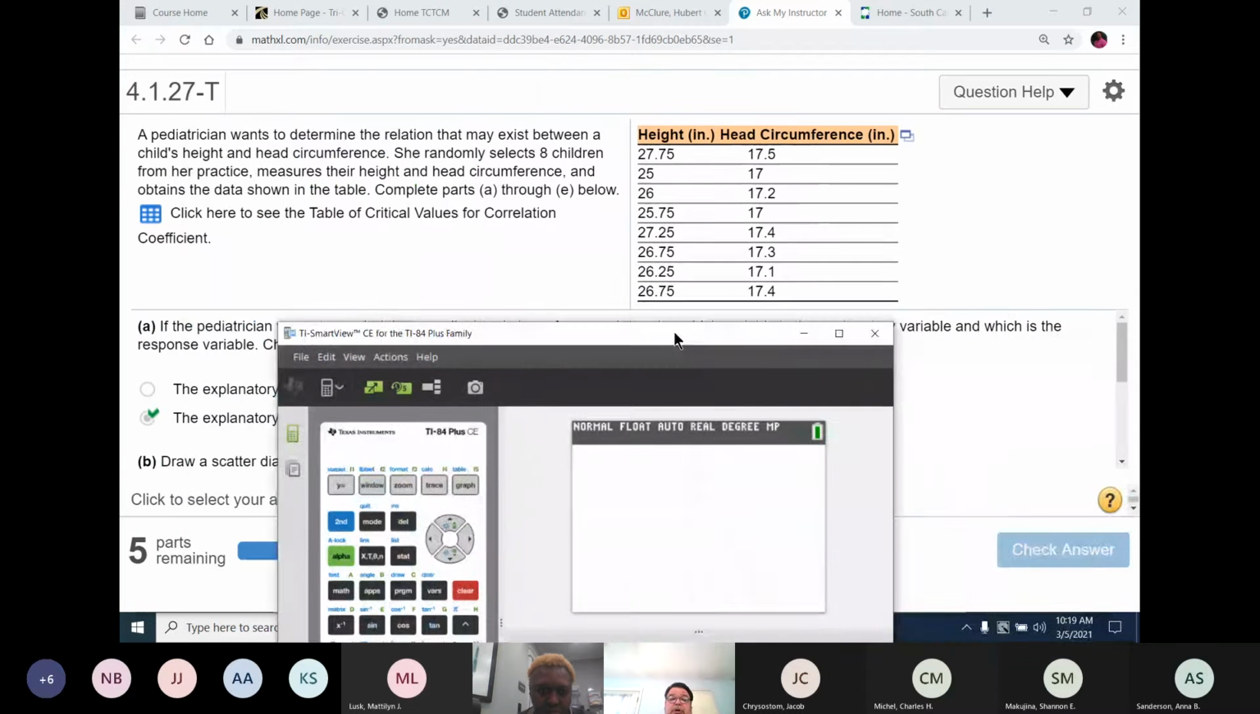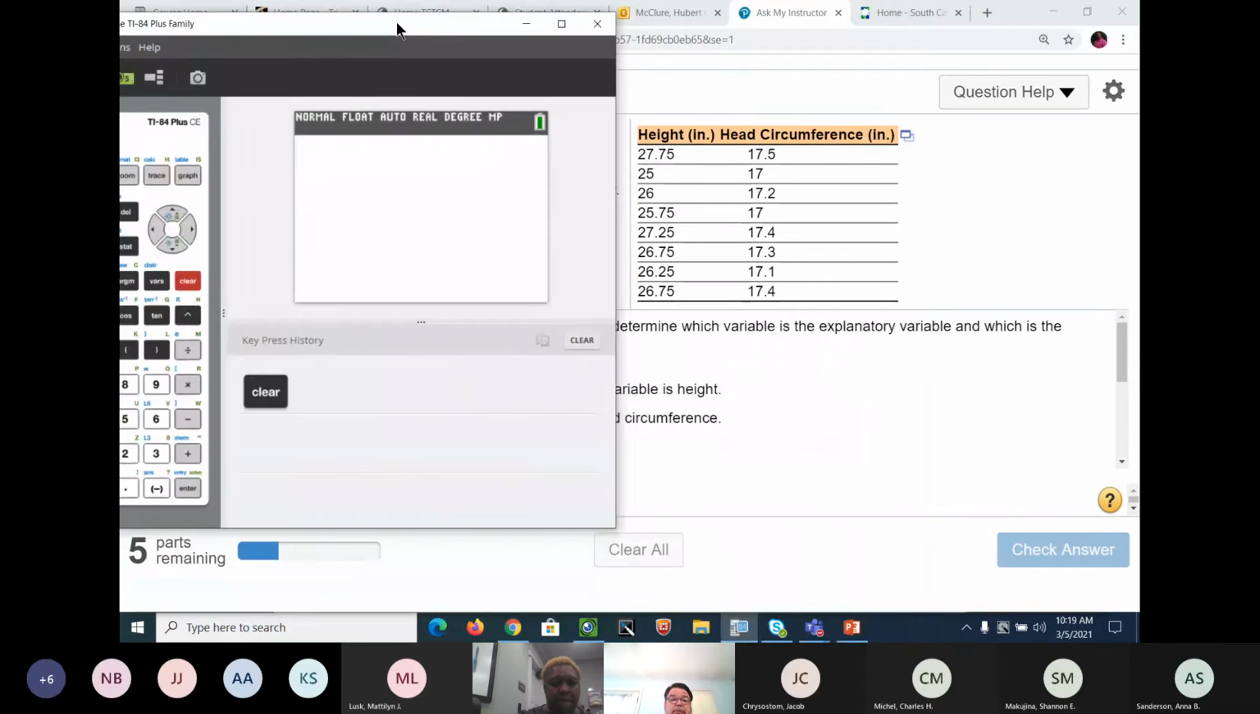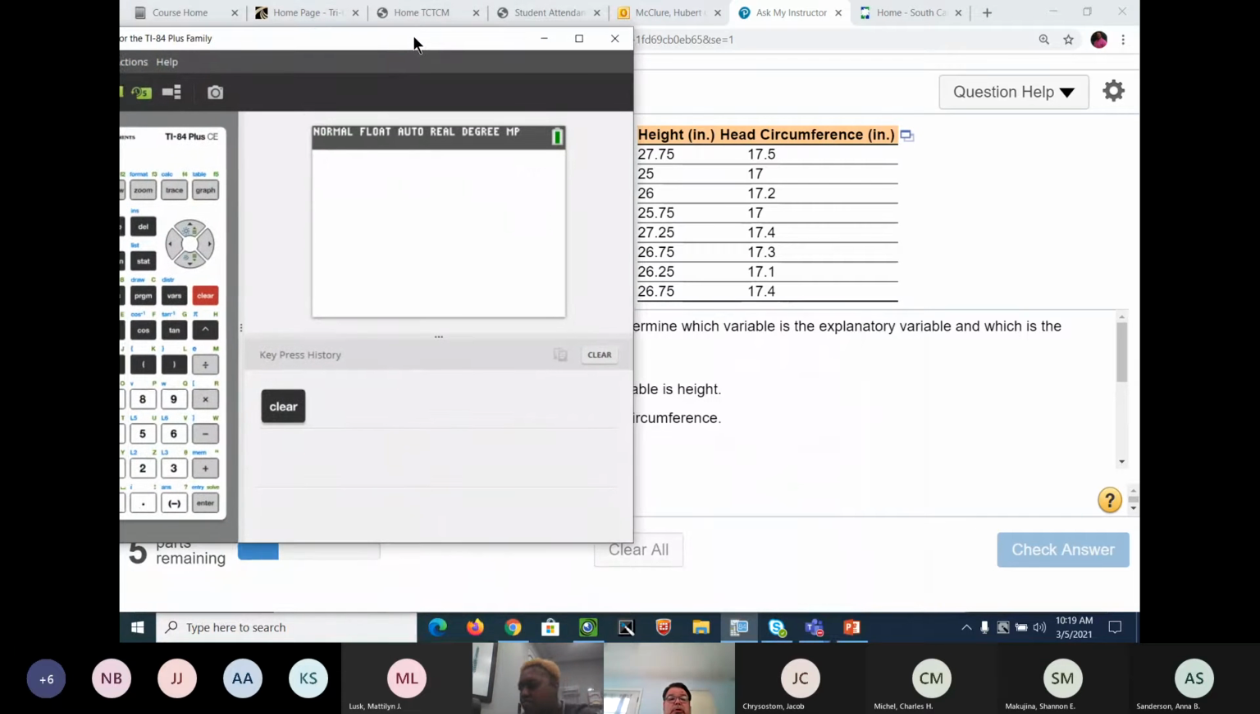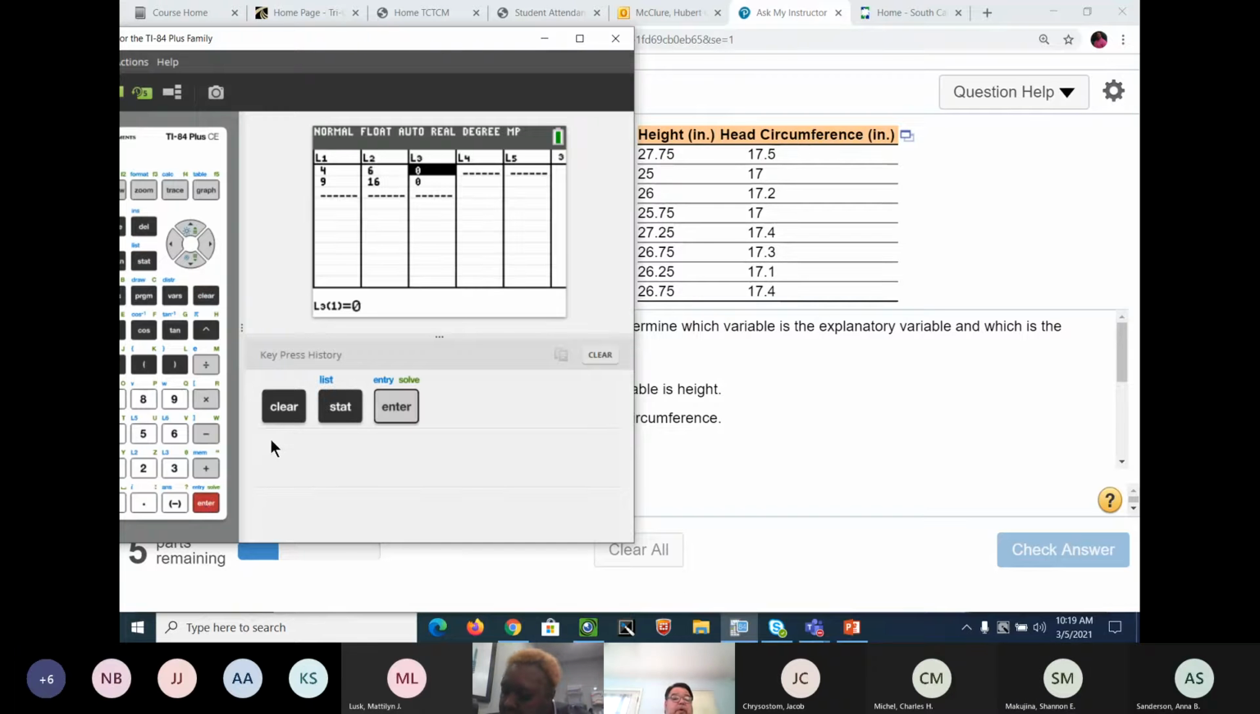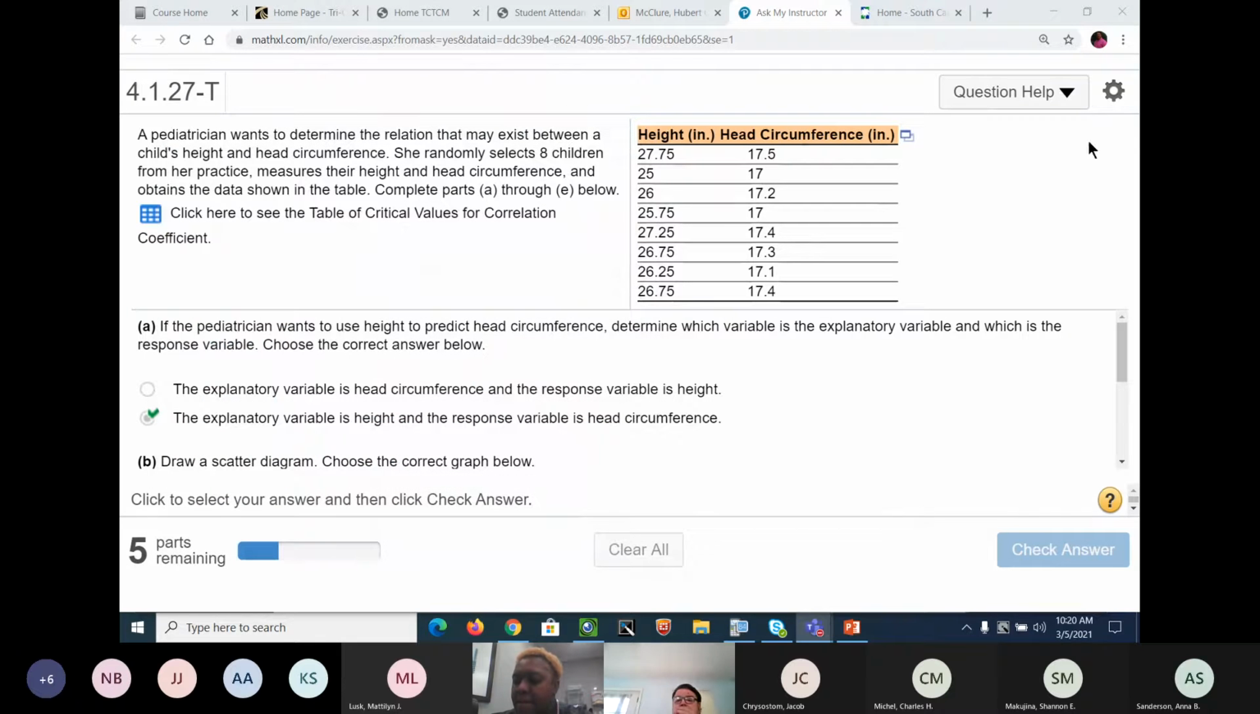I'm going to have to wait until y'all get finished because I can't do it. So hit Stat, Edit. Stat and edit. And I'm going to clear. And I can't type in mine until y'all get finished. So go ahead and type in yours. See, mine don't look like that.